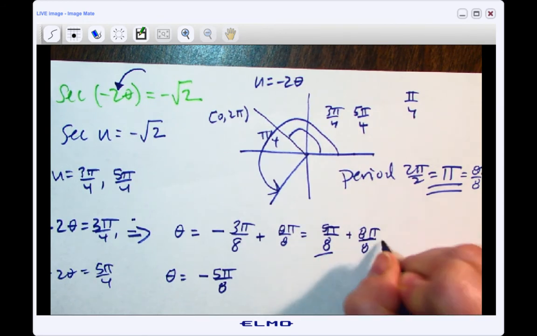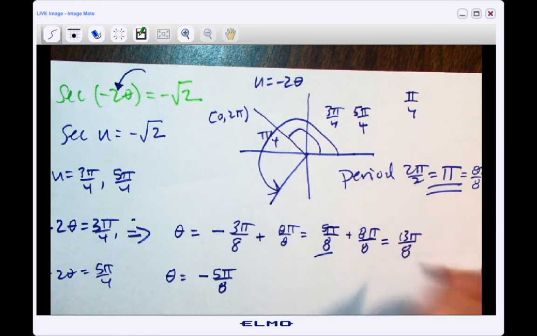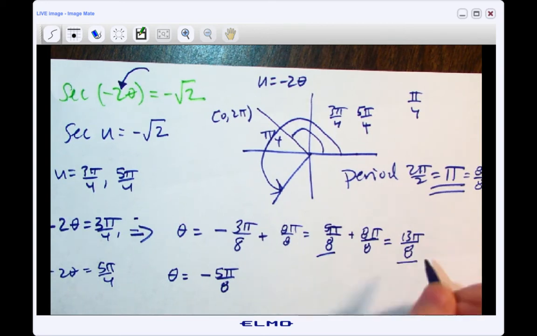So 8 plus 5, I want to say that that's a 13. Is it? I think, yes. Okay. So that gives us our 13 pi over 8. So that's another good one, between 0 and 2 pi.